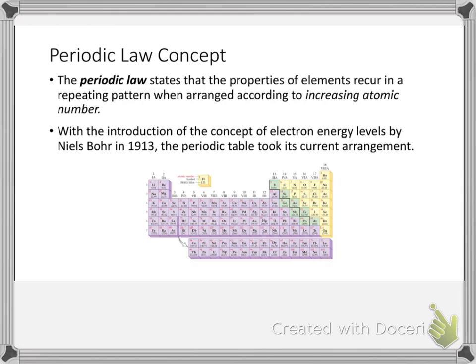Now, the periodic law, what it's saying is that the properties reoccur in a repeating pattern. And so you can see with Bohr having the idea of electron energy levels, the periodic table took on the form that we now would associate with it. And we're going to see how those energy levels are, because that was all about electrons, remember? So we're going to see how electrons influence this periodic law, or the regular repeating pattern of the chemical properties.